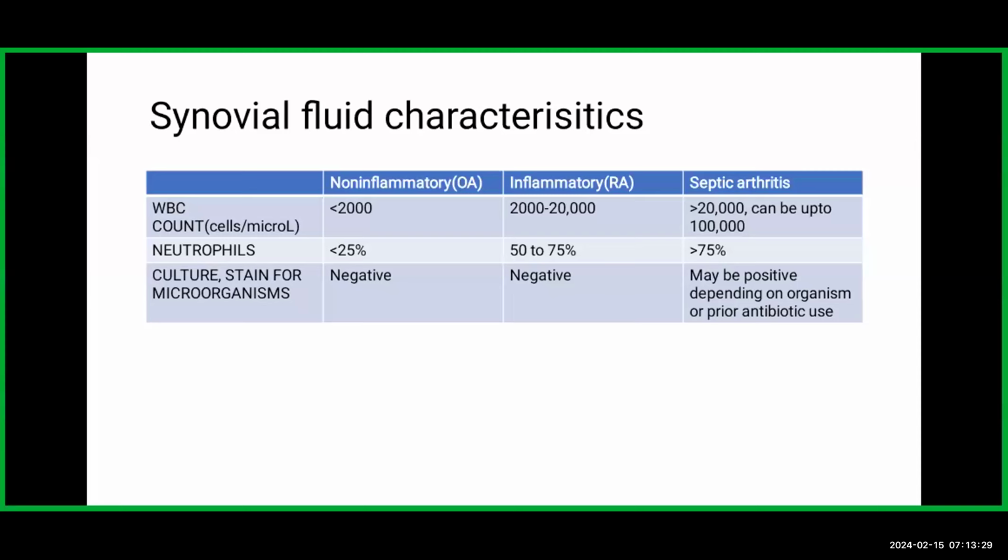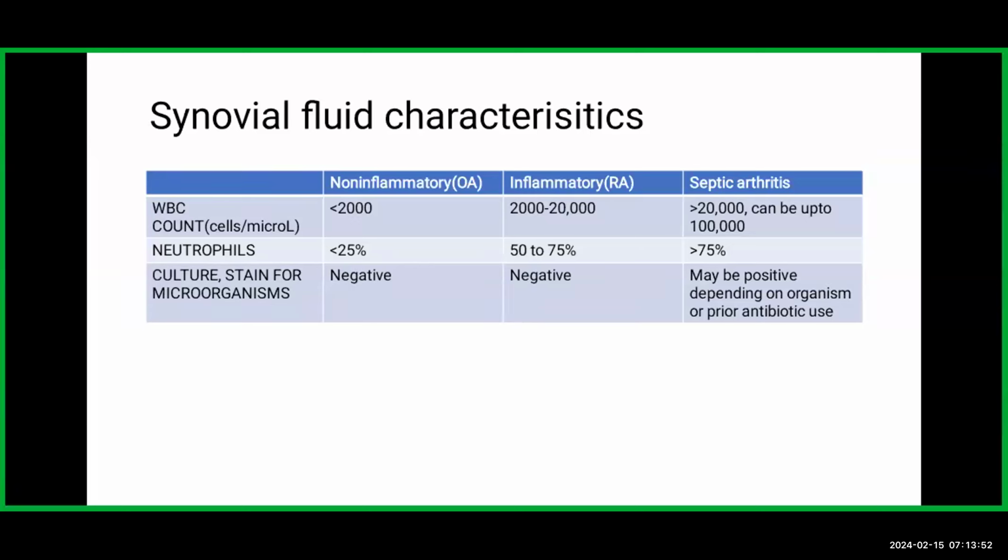So for a non-inflammatory arthritis like osteoarthritis, the white blood cell count is usually less than 2,000 cells per microliter, while in inflammatory arthritis like rheumatoid arthritis, it will be between 2,000 and 20,000. And then in septic arthritis, it's usually greater than 20,000. And depending on the causative organism, it can be as high as 100,000.